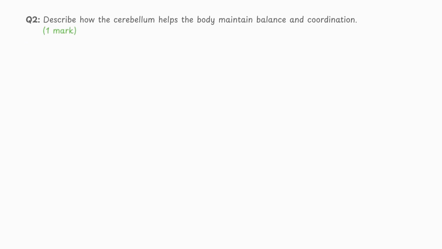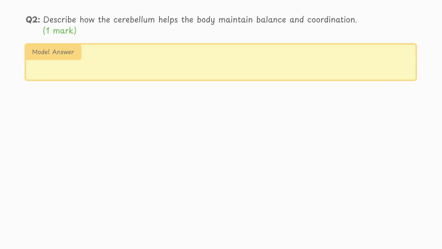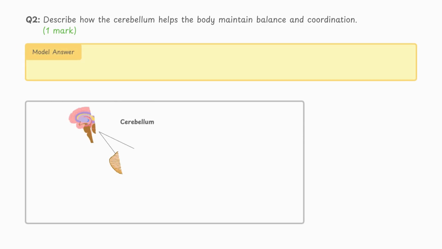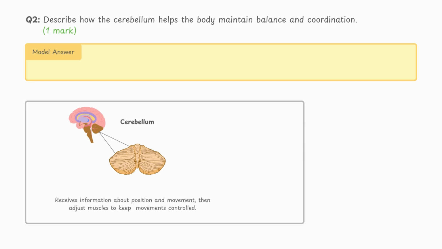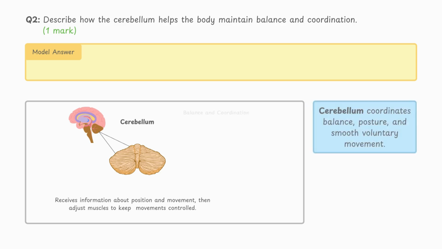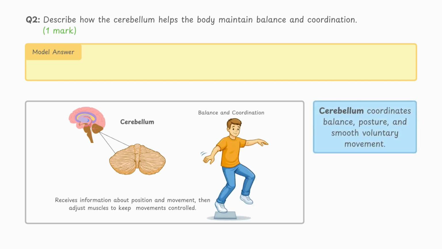For question 2, describe how the cerebellum helps the body maintain balance and coordination. The illustration shows the cerebellum located beneath the cerebrum. It highlights how the cerebellum receives information about body position and movement, then adjusts muscle activity to keep movement smooth and controlled. The image of the person balancing demonstrates how it helps maintain posture, balance, and coordination during voluntary movements.